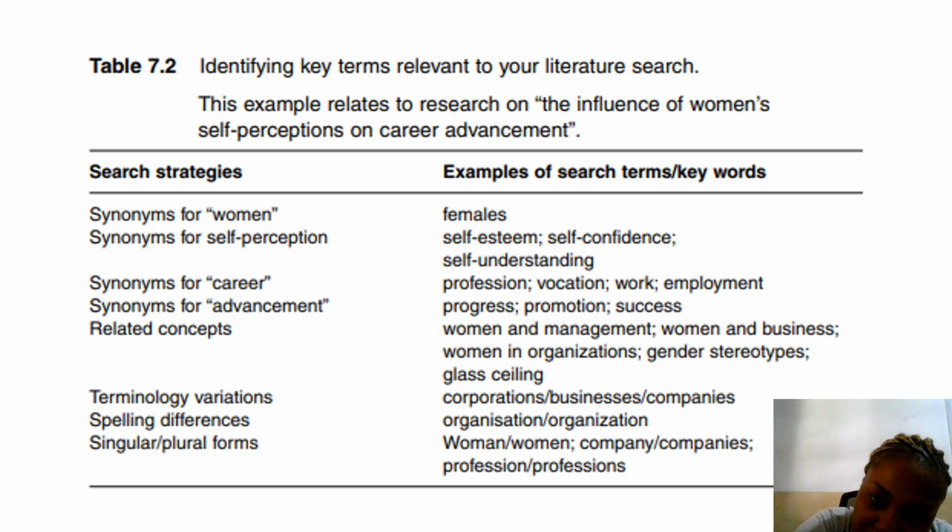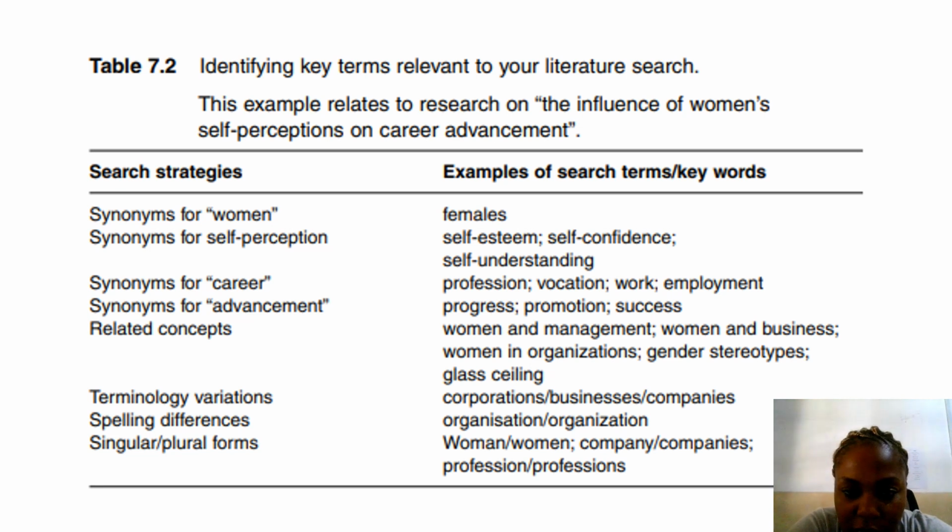Self-perception can also be said as self-esteem, self-confidence, self-understanding. Career can be profession, vocation, work, employment, occupation. It depends on how you perceive it or how you find it from the brainstorming. Advancement can be progress, promotion, success.